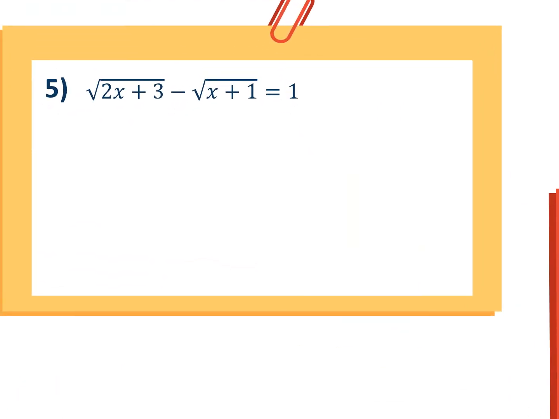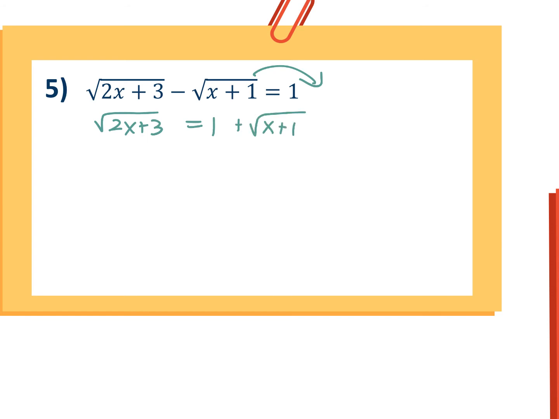All right, look at 5. This time there are 2 square roots. The goal is to get 1 to either side of the equal sign. The problem this time is that they're never going to be isolated. So when I move this to the other side, I get the square root of 2x plus 3 equals 1 plus the square root of x plus 1.